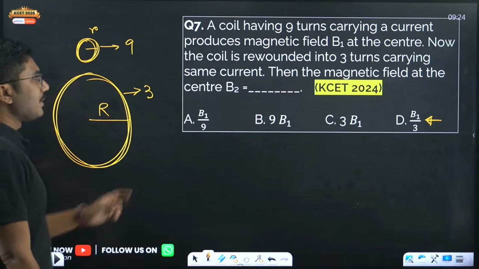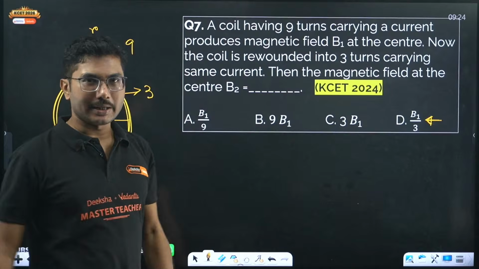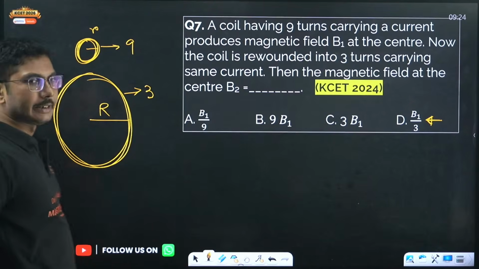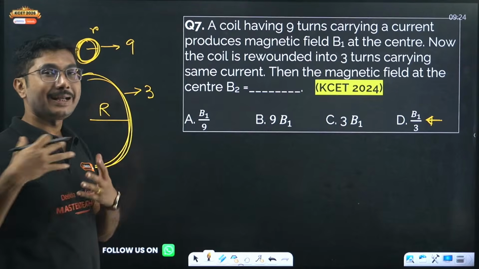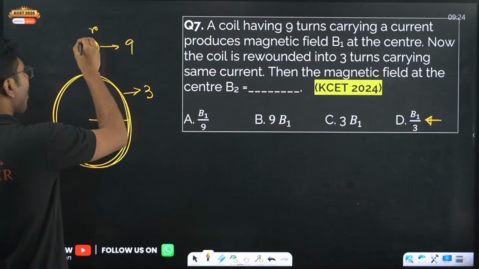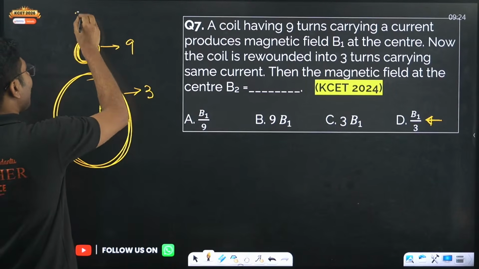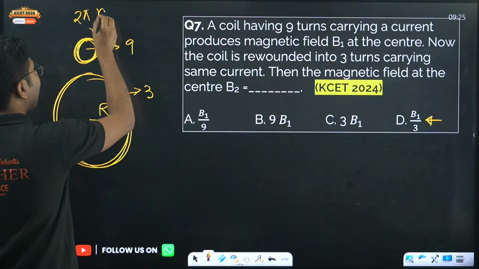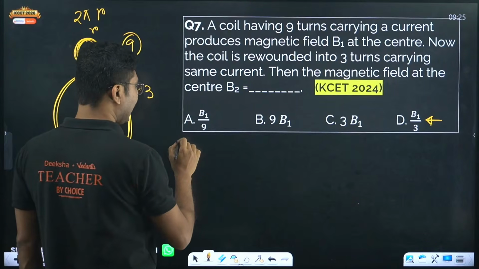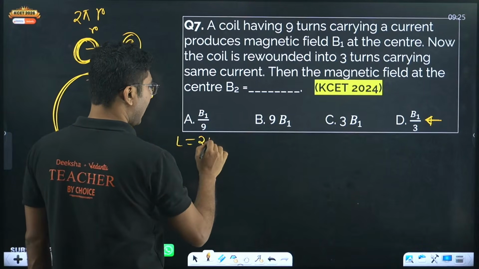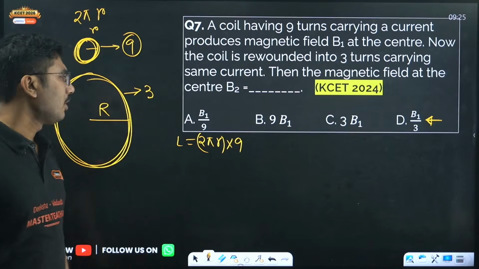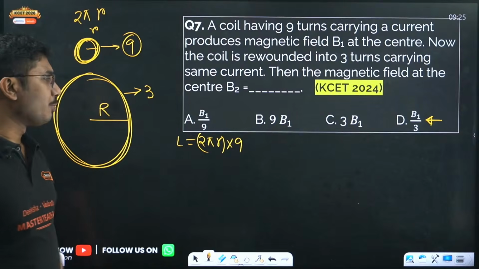Okay, because obviously 9B by 9 may not be the correct answer. So let's see. Initially the total number of turns was 9. What will remain the same? The length of the wire will remain the same. What is the length of one single turn? It is 2 pi r, right? The length of 9 turns is 2 pi small r into 9. So the length of the entire wire is 2 pi r into 9.